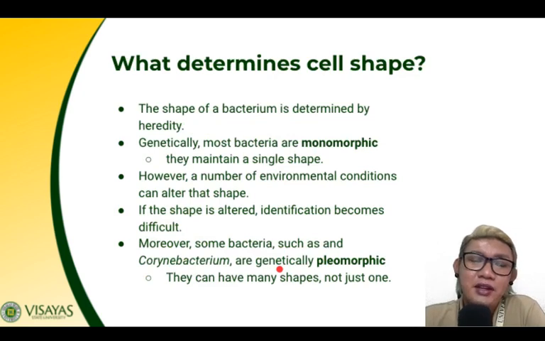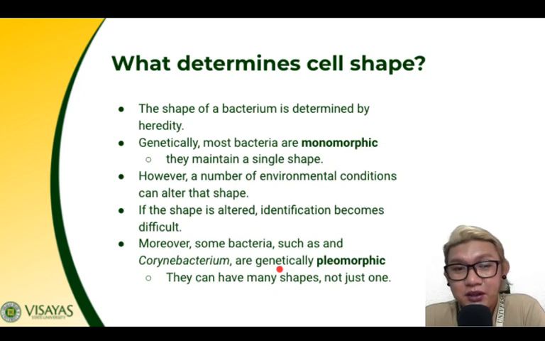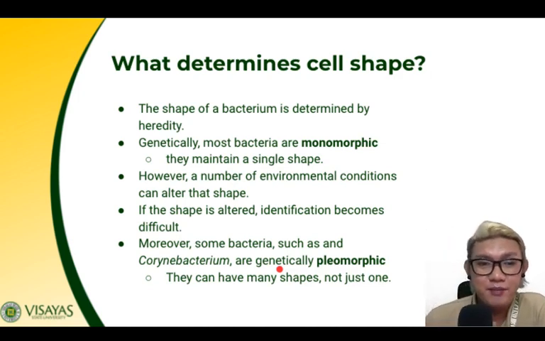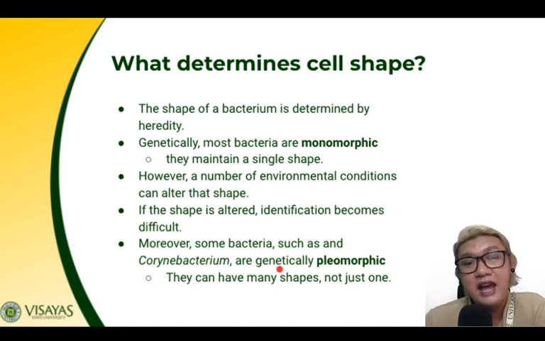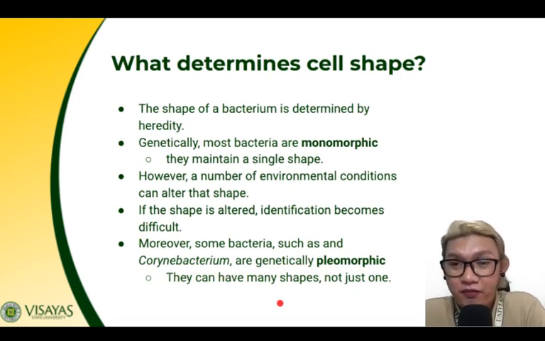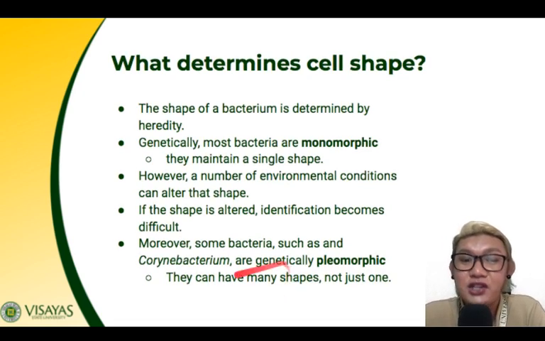The shape of a bacterium is determined by heredity. Genetically, most bacteria are monomorphic. They maintain a single shape. However, a number of environmental conditions can alter the shape of bacteria. If the shape is altered, identification becomes difficult. Moreover, some bacteria such as Corynebacterium are genetically pleomorphic, meaning they can have many shapes, not just one.